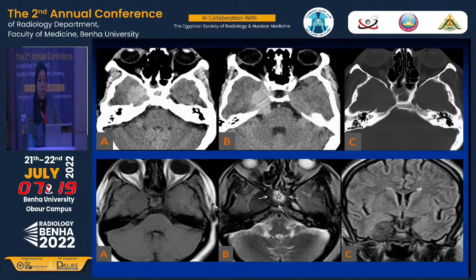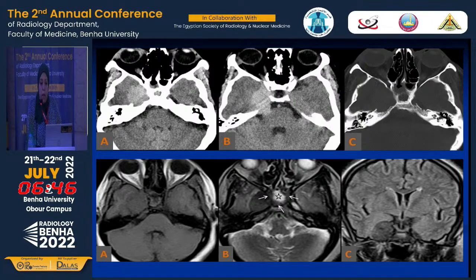Here, there is an extraaxial mass on CT. The extraaxial mass is wrapping around the wing of the sphenoid. But here, there is no bone destruction and no bone hyperostosis, ruling out the presence of meningioma or hemangiopericytoma. So it is not a meningeal origin tumor. On MRI T2, look here, the mass is hypointense. It's not only hypointense, but also the adjacent sinus is hypointense.